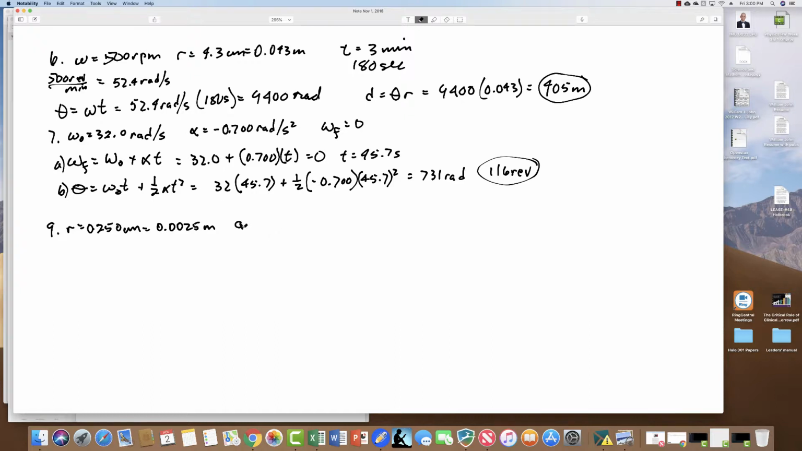So tangential acceleration is 1.50 meters per second. And the question is, what's alpha? Well, alpha is equal to the tangential acceleration divided by the radius. So this is 1.50 meters per second divided by the radius, which has to be expressed in meters. So the angular acceleration of the central spindle that the string is on is 600 radians per second squared.